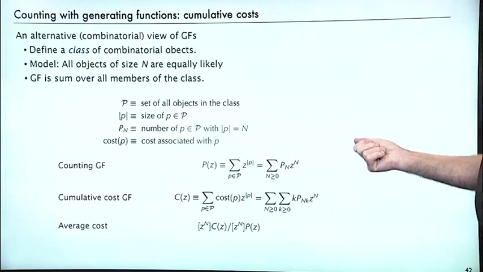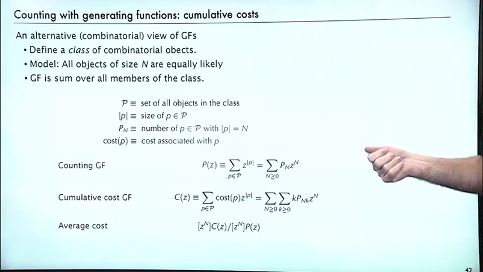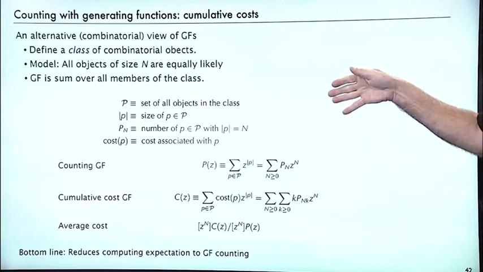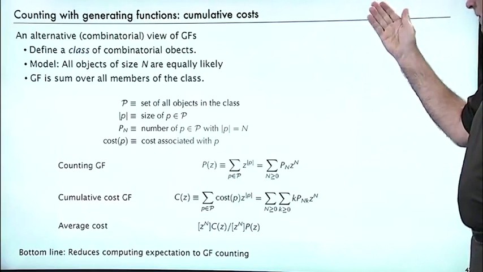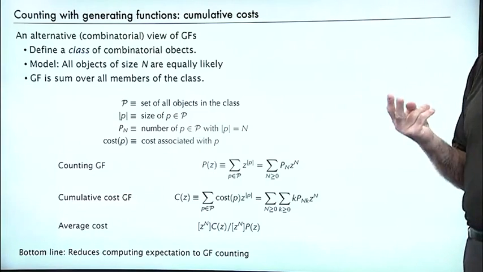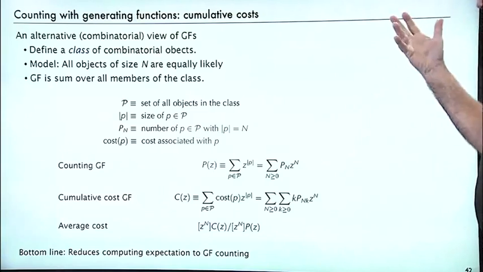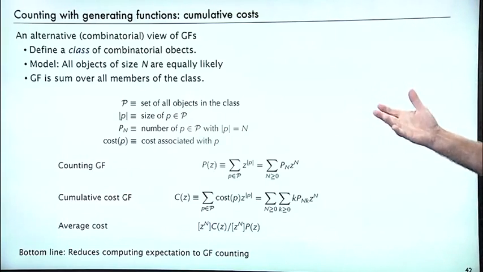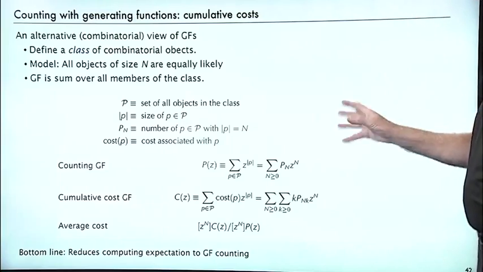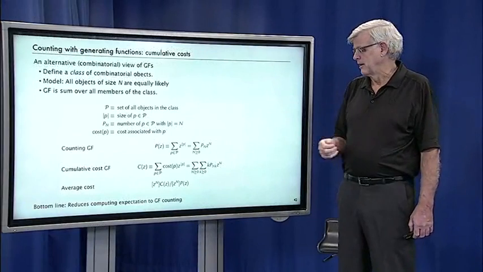So that gives us the average cost. We just extract coefficients from those two generating functions. The bottom line is, if we want to compute the expected value of a cost, we have two GF counting problems to solve, and they're similar. We've already done examples where we can solve GF counting problems, and now we can get average values of parameters by solving GF counting problems.